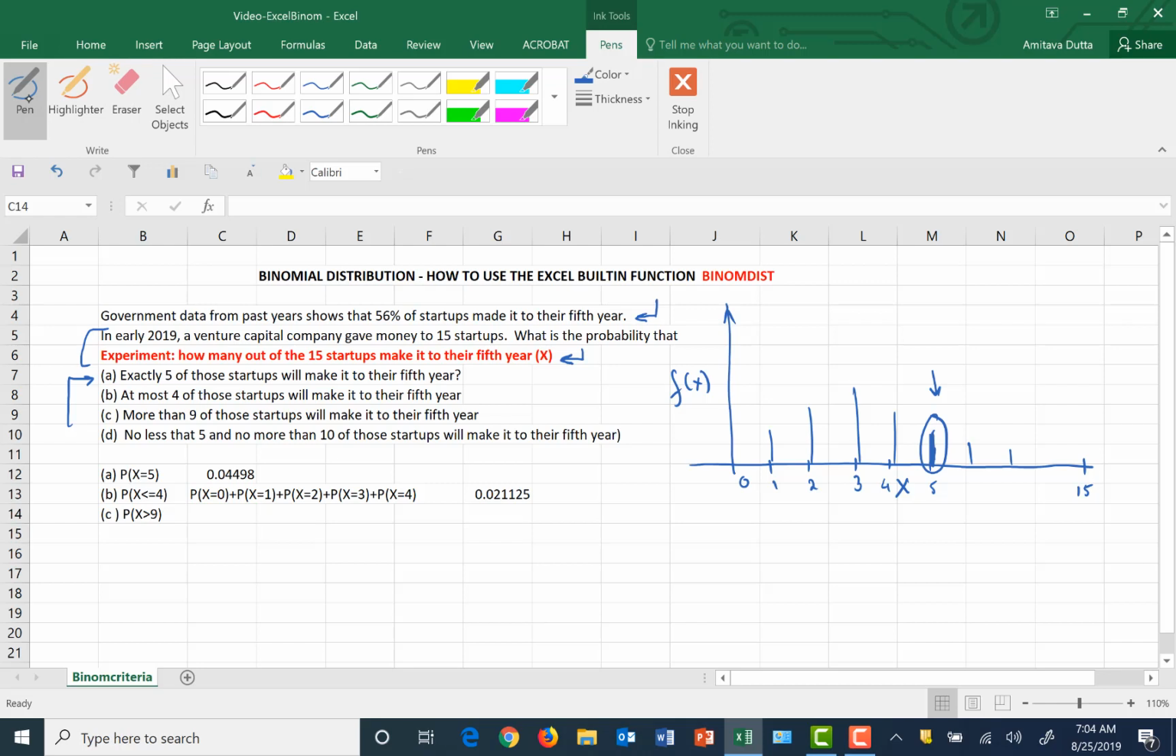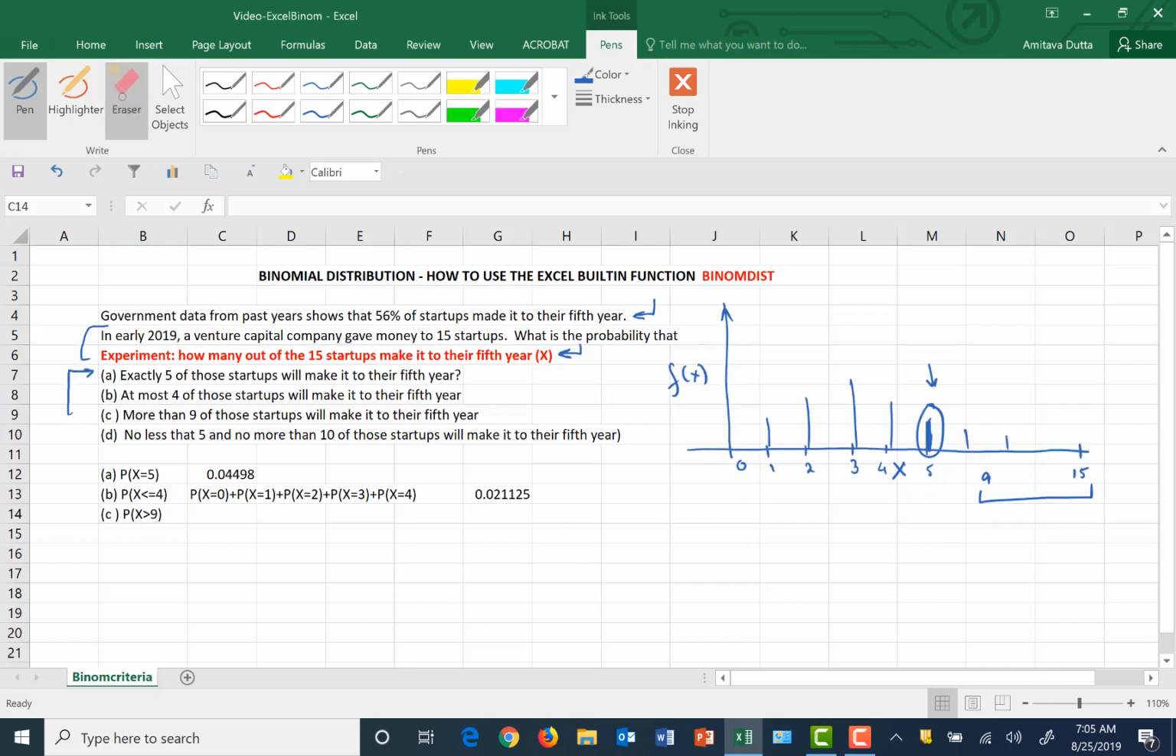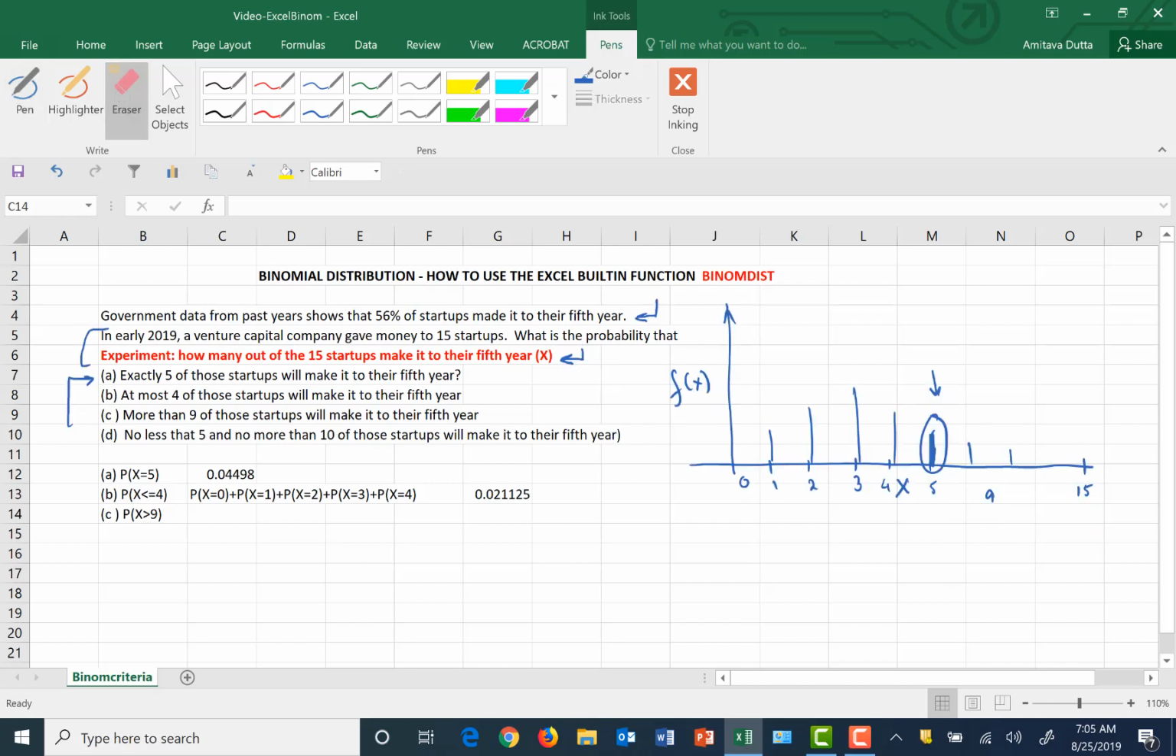Now in Excel, the binom dist function does not tell me the right hand side, so to speak. So for part C, let's say this is 9. I want the probability from 10 through 15. I want these outcomes, I want to add them up. What that built-in function will do is tell me the probability of everything from 0 up to a certain value. So I want to take that into consideration.